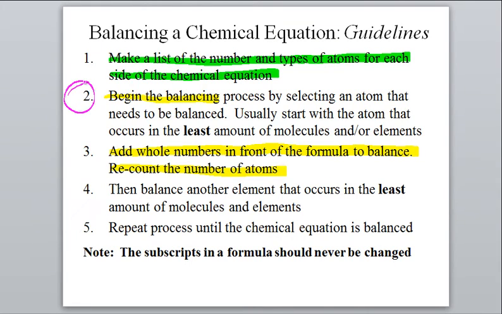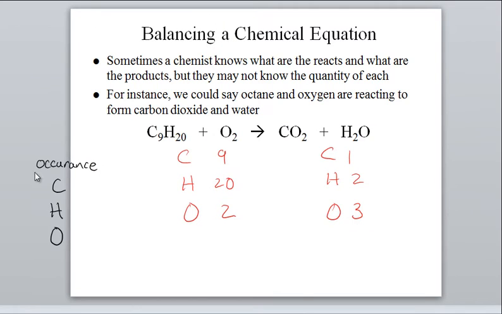I'm going to make another list of the atoms. Again, you don't have to, but we're going to. And we're going to do something called the occurrence. How many molecules does that atom occur in? And we'll count on both sides of the equation. Not how many total atoms are there, but how many molecules does it occur in. So we're going to look at occurrence.